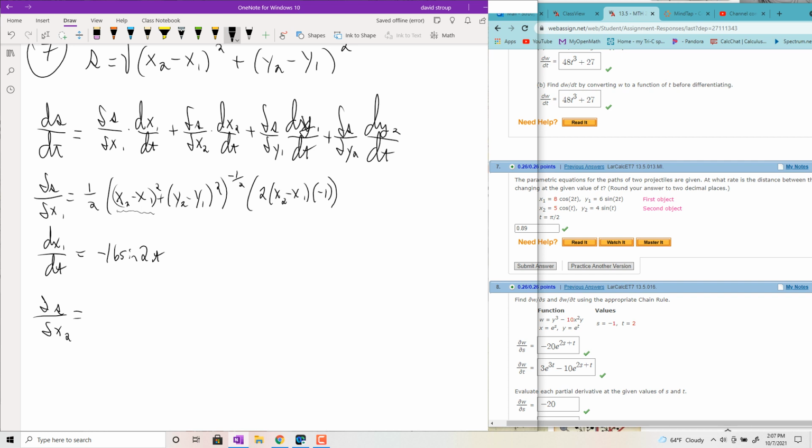Next, ds with respect to x2 is kind of the same thing. Let's clean it up as we write it. So these 2's will cancel. Instead of -1, it'll be +1 because you're taking the derivative of x2. So at the end of the day, you'll have x2 minus x1 all over the square root of x2 minus x1 squared plus y2 minus y1 squared. And then the derivative of x2 with respect to t, in our case, is just -5 cosine t.